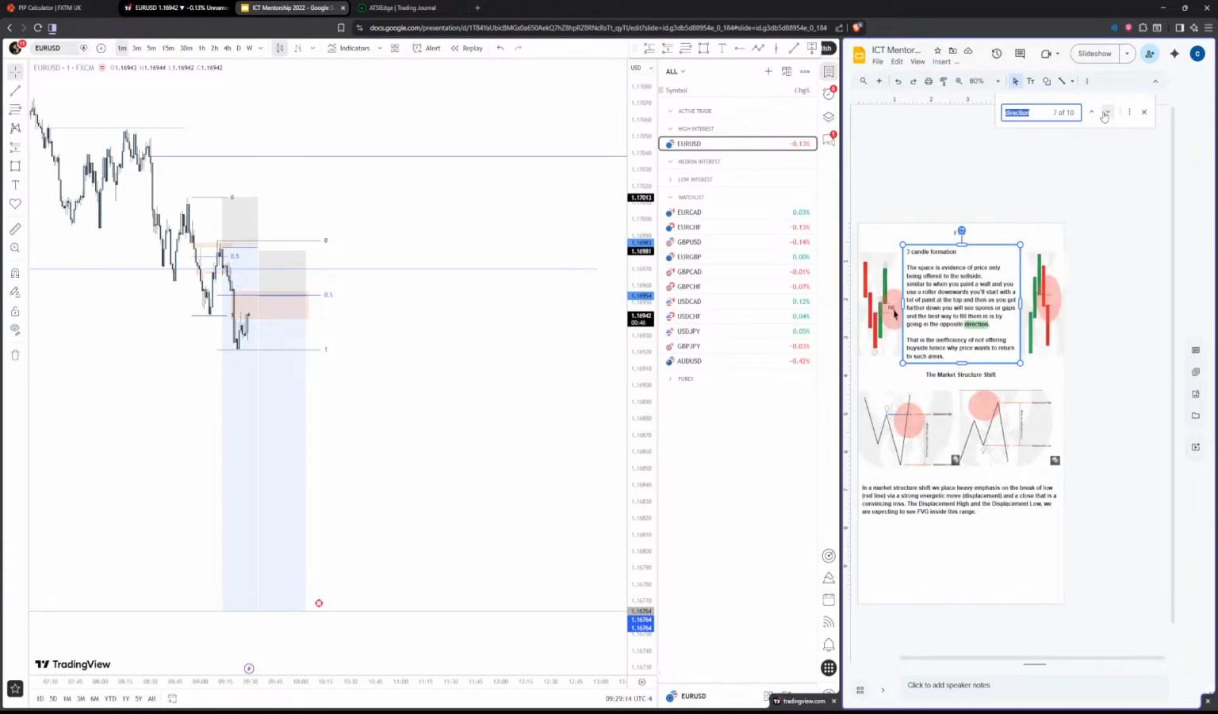Sorry, that's old news. Okay, so this is the 3 candle formation, also known as the fair value gap. The space is evidence of price only being offered to the sell side. Similar to when you paint a wall and you use a roller downwards, you start with a lot of paint at the top, and as you get further down, you'll see gaps. The best way to fill them is by going in the opposite direction. This is the inefficiency of not offering buy side, hence why price wants to return to such areas.